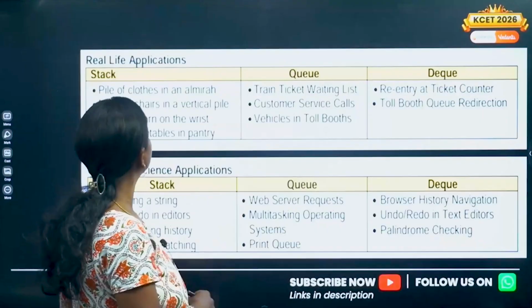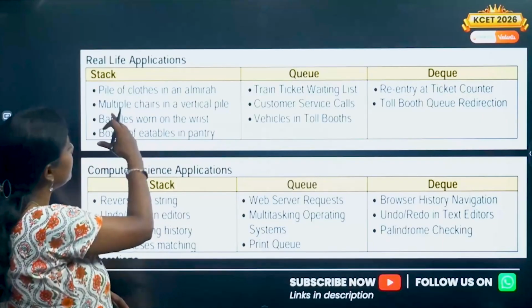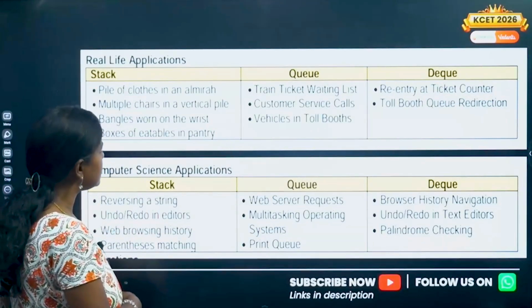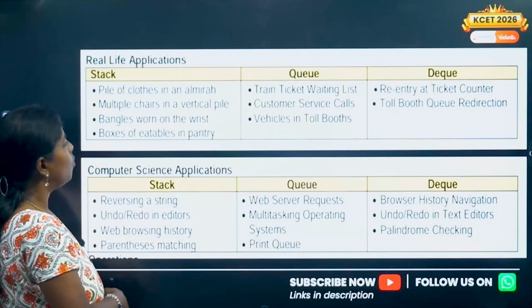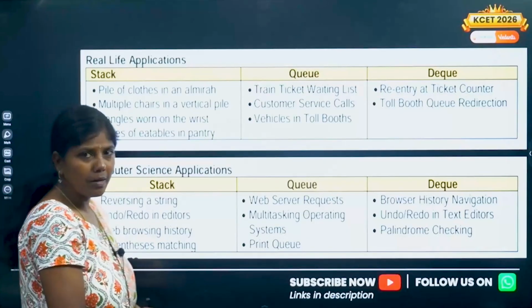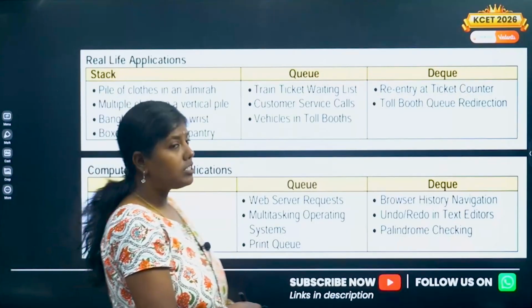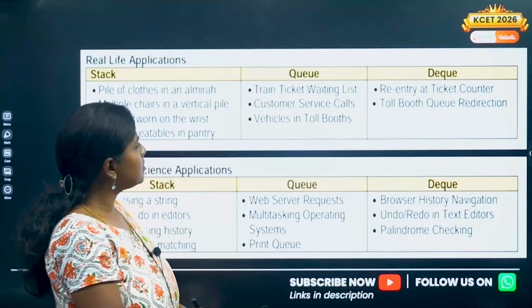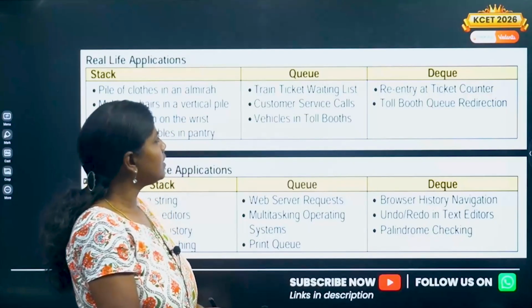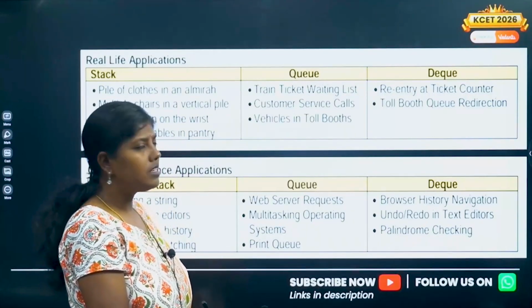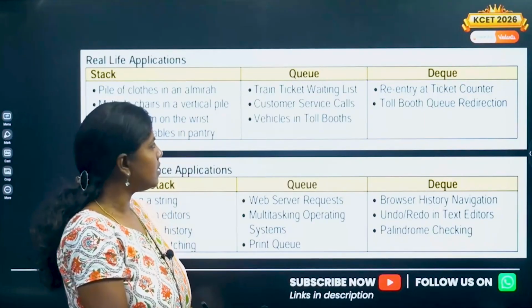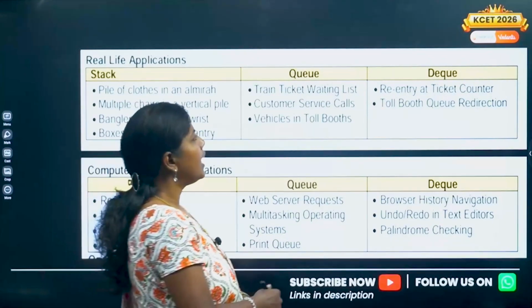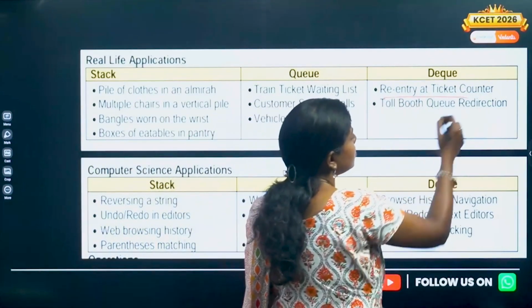So what do we have? We have some real life applications. A pile of clothes in an almirah, multiple chairs in a vertical pile, bangles on the wrist, and a box of eatables in the pantry are some of the examples for the stack. For the queue, what are the examples they've taken? Train ticket waiting list, customer service calls, vehicles at a toll booth are the different examples that we have for the queue. And for deque, re-entry at the ticket counter.